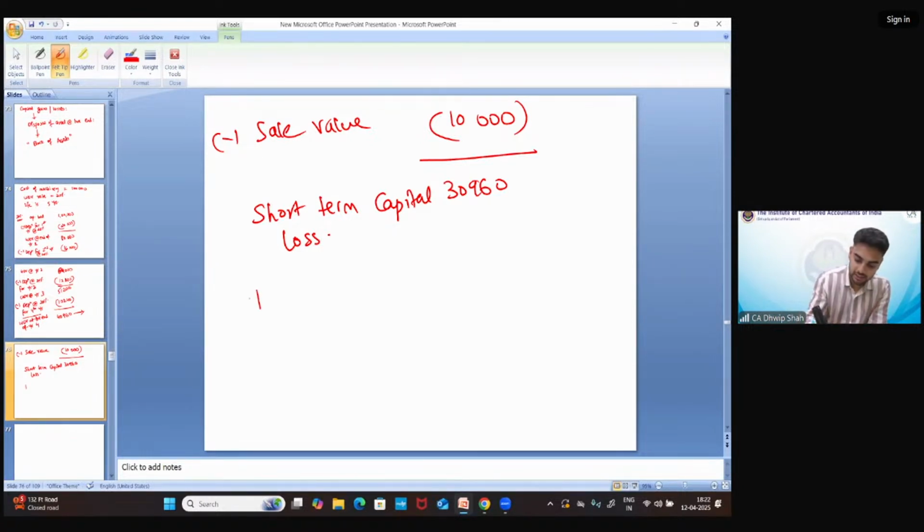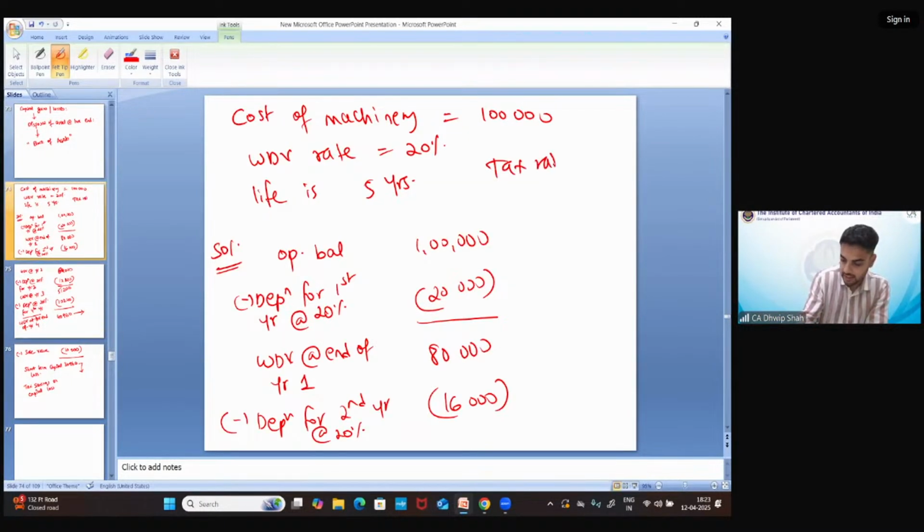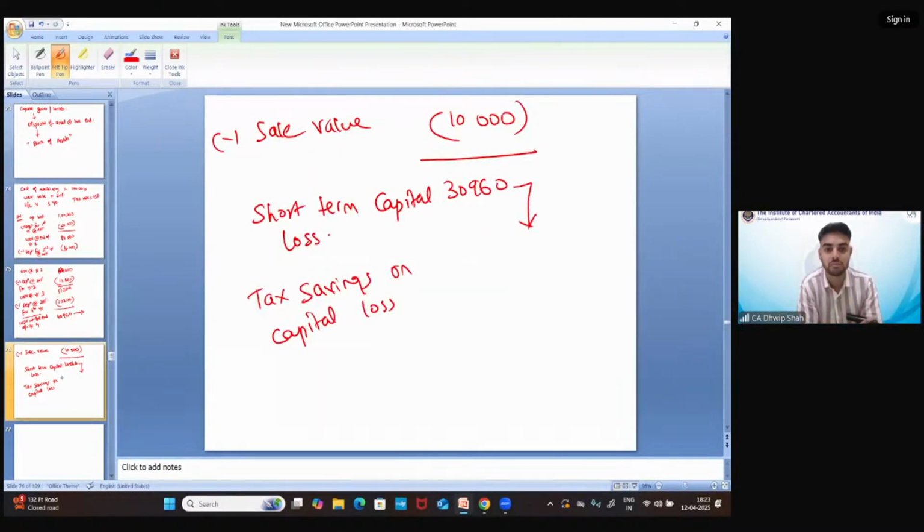And let's say the short-term capital gains tax is 20%. So in this case, I will save some taxes. So tax savings on capital loss. Let's say our applicable tax rate is 15%. Because of the presence of this loss, my company will save some taxes. So tax savings on capital loss would be 15% of 3960. I will save this much in the form of taxes. How much is it coming to? 3960 into 15% is 4644.